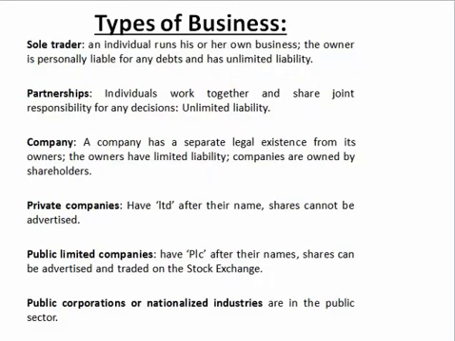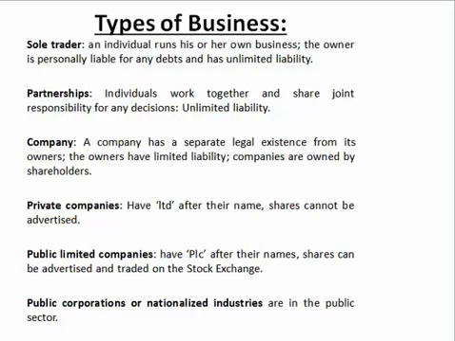Types of business. There are numerous types of business formed inside the UK. Firstly, a sole trader. An individual runs his or her own business. The owner is personally liable for any debts and has unlimited liability. Partnerships. Individuals work together and share joint responsibility for any decisions, with unlimited liability. A company. A company has a separate legal existence from its owners. The owners have limited liability.